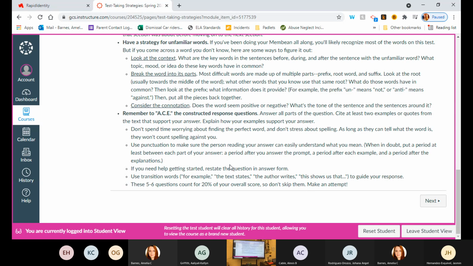If you need help getting started, you can try restating the question in answer form. Use transition words to help guide your response. And these count for 20% of your overall score, so definitely don't skip them. A lot of students look at those and are like, there are only 5 of them, how much can they count? 5 of them count for 20% of the grade, so definitely do them. Each one makes up a pretty significant portion of that score.